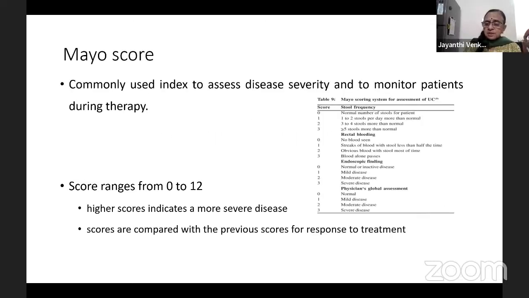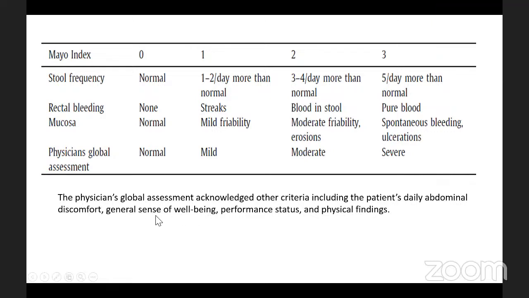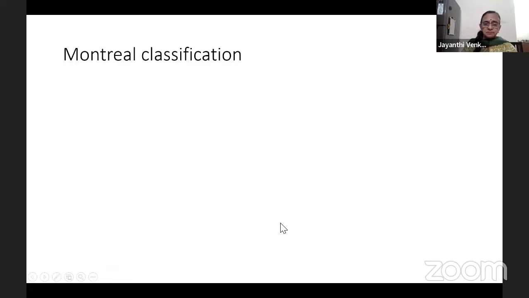All of them are actually done on the calculator. So we have the Mayo score. The score ranges from 0 to 12, the higher score indicating a more severe disease, and scores are compared with previous scores for response to treatment. And then we have the Mayo Index, where we have the physician's global assessment and other criteria that include the patient's daily abdominal discomfort, general sense of well-being, performance status, and physical findings.